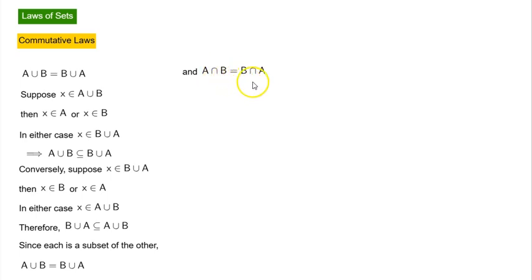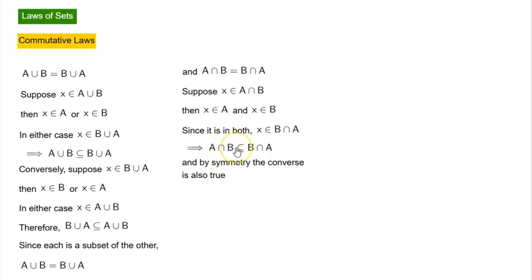A intersection B is equal to B intersection A. So, suppose X is in A intersection B. Then X is in A and X is in B. That means it is there in both A and B. Since it is in both, X is in B intersection A, which implies A intersection B is a subset of B intersection A. And by symmetry, the converse is also true.